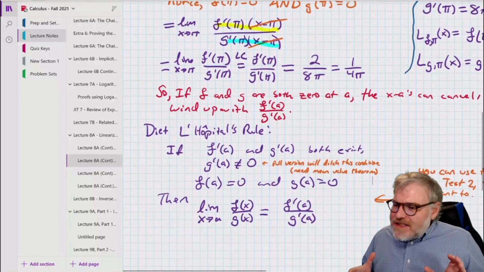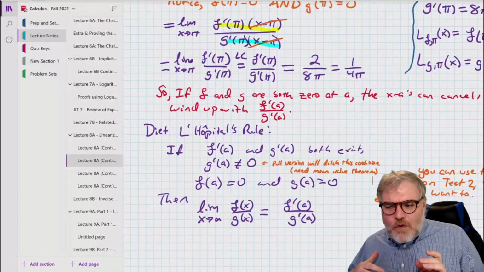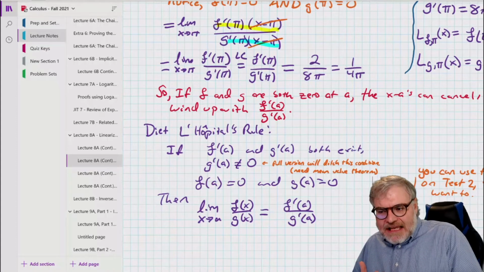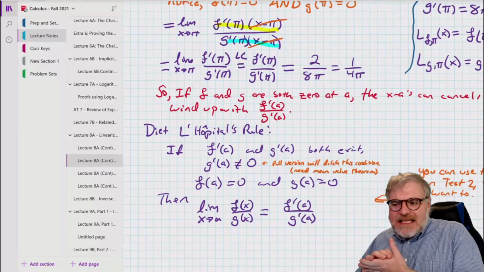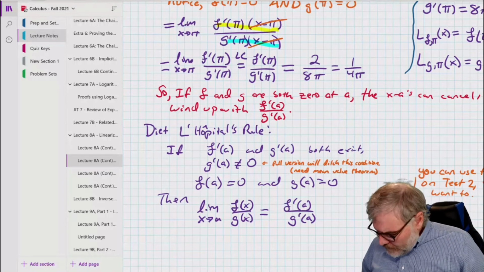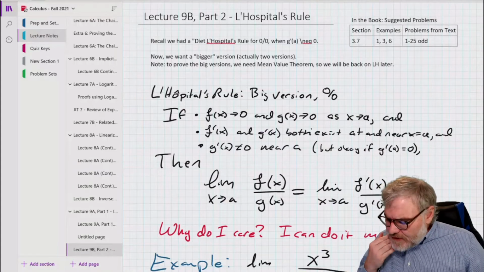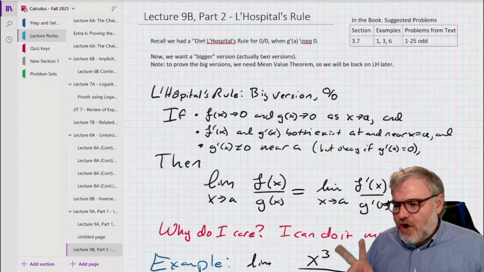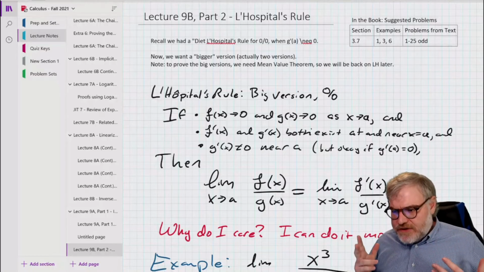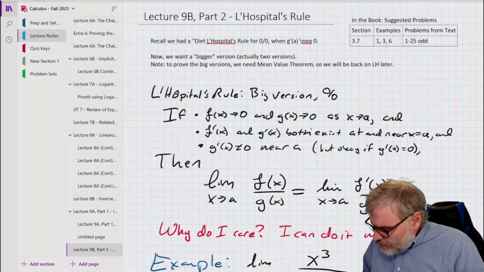Well, it turns out we can lose that restriction if we add one more condition, and in one sense it gives us a lot more power to play with. So let's look at the full version of L'Hopital's rule. There are actually two versions of the big theorem: a 0 over 0 and an infinity over infinity. So let's look at the 0 over 0.